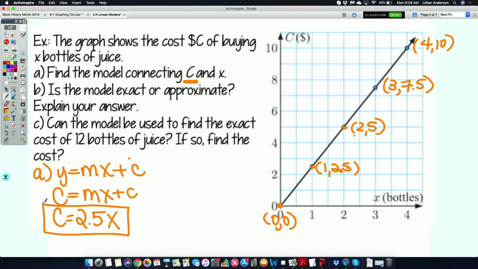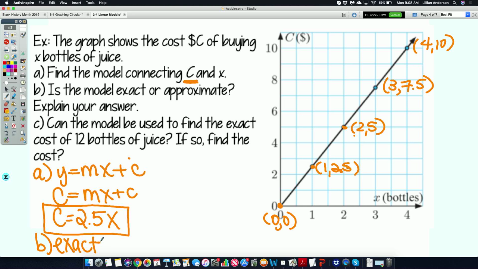Is this model exact or is it approximate? It is exact. You know it's exact because every bottle is $2.50 more, constantly. Yes, it is exact. Think about approximate. When you hear the word approximate, what do you think of? Almost.